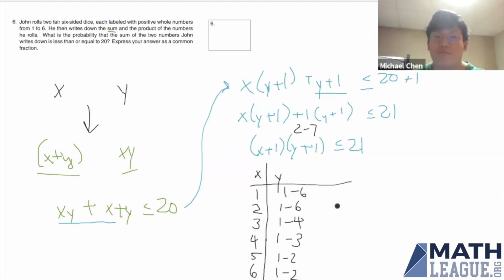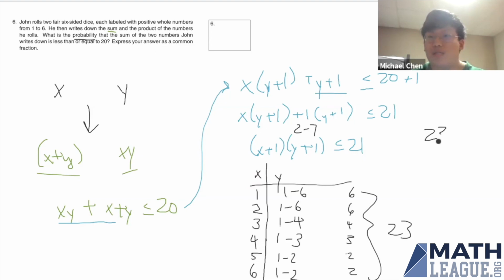Now, if we add up all of these cases together, we get 6, 6, 4, 3, 2, 2, and all of these added together gives us 23. But we want the probability, right? So we know that there are 23 cases that work, but how many cases total are there? Well, since there's 6 sides on each of the 2 dice, that means that we have 6 times 6, which is 36. So our probability is 23 over 36, which is our final answer.